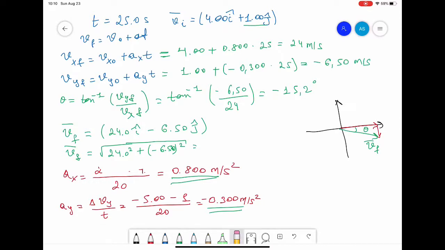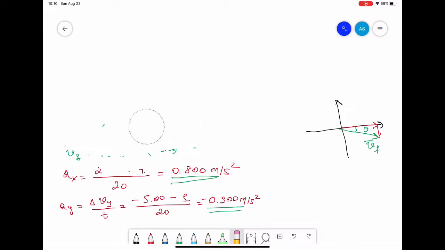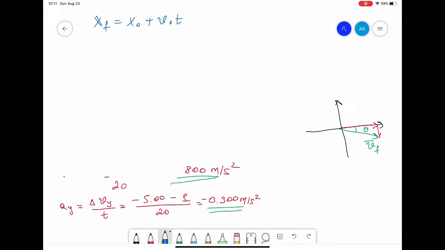Okay, now you can also do one more thing. You can also find what will be the final position at 25 seconds. Let's do then some calculations. In order to find that one, we have to use a general formula, which is x final is basically equal to x initial plus v initial t plus a t squared over 2.